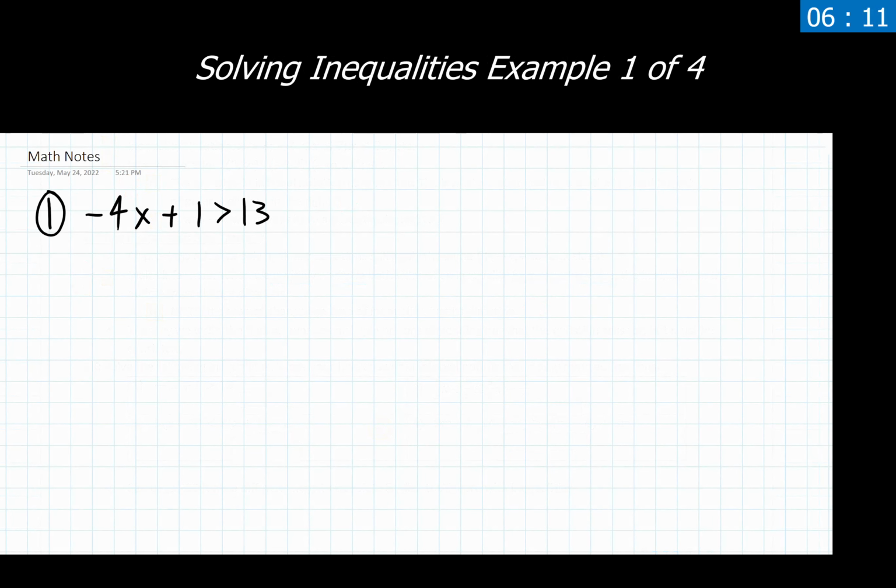Taking a look at our first example, we have negative 4x plus 1 is greater than 13. We are told to solve this thing for x. Alright, so my goal is to get x all by itself on one side of the inequality sign. Again, doesn't matter which side, I just want it all by itself. So, I can go through and I can solve this thing the exact same way I would any problem from the 2.1 to 2.5, 2.6 material.